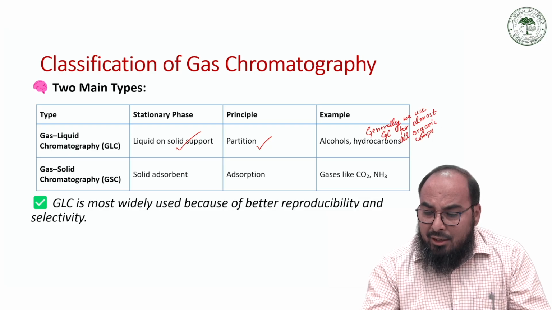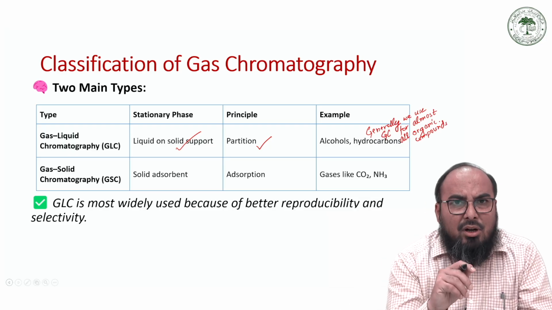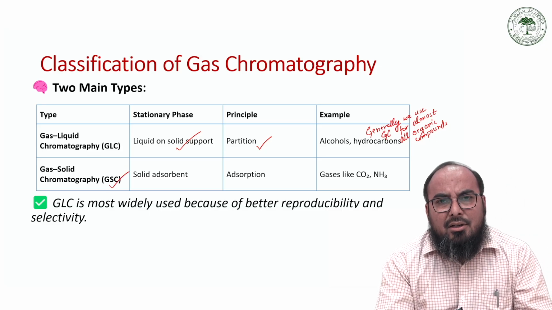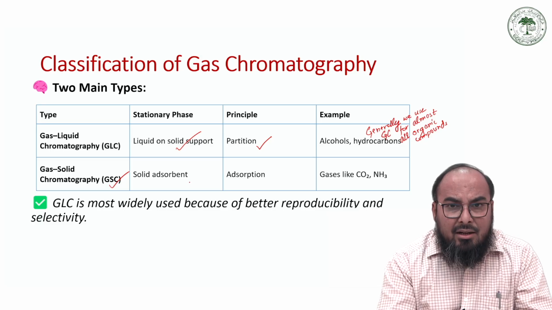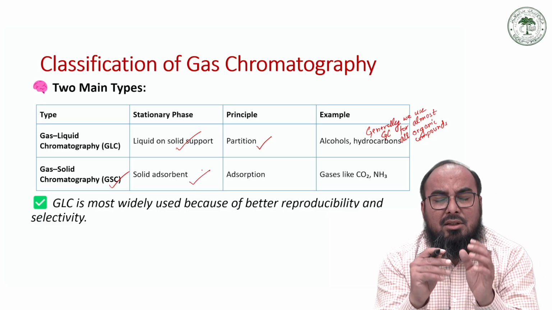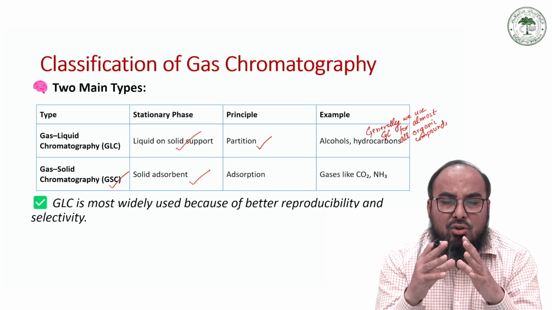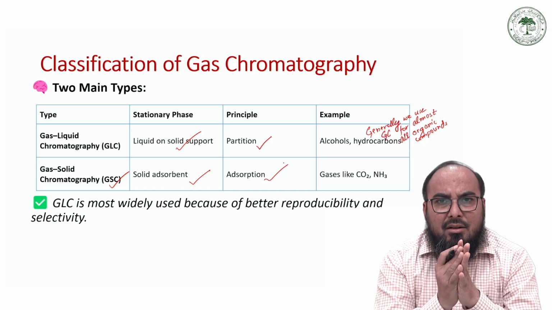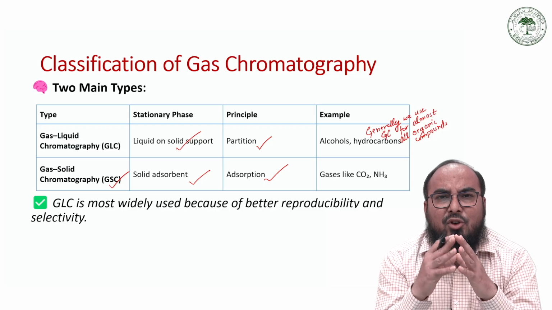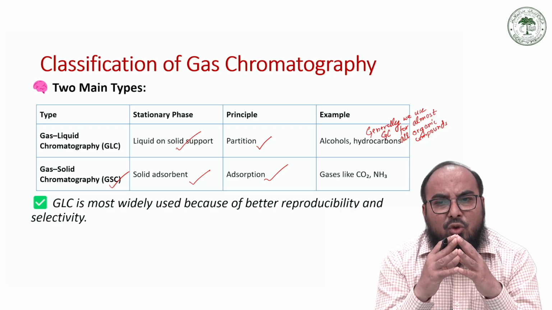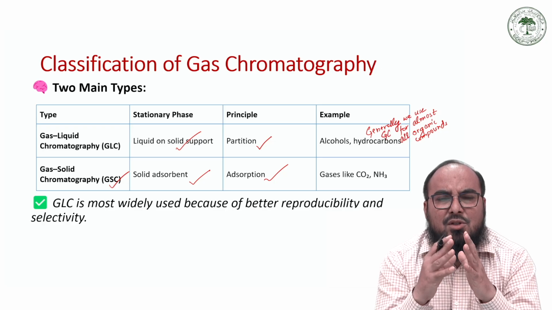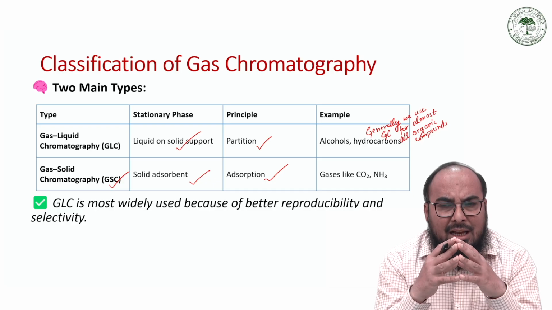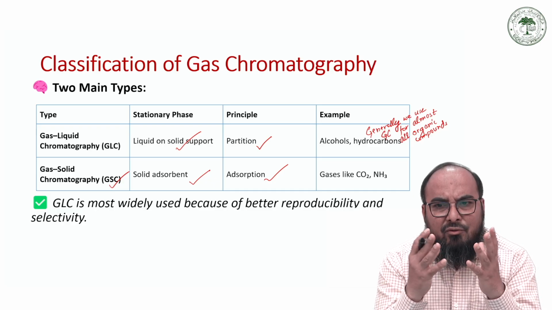While the other one is called gas solid chromatography. Here the stationary phase is a solid, and on the solid surface the component gets adsorbed. So here the principle of separation is adsorption. This technique, that is GSC, is limited to the separation of small volatile components, that is having small molecular weight, for example certain gases like carbon dioxide, ammonia, sulfur dioxide, and various nitrogen oxides.